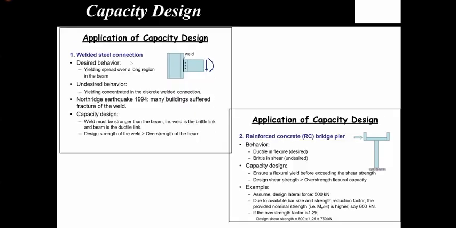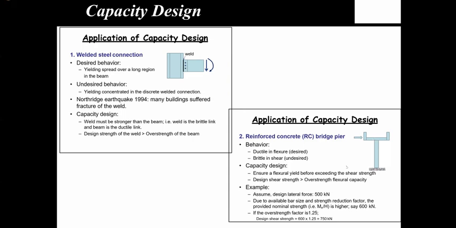So if I apply the capacity design, whatever I spoke so far, to real structures, let's say I have to design a welded steel connection, right? The desired behavior is I need to have yielding spread over a long region in the beam. Undesired behavior, I don't want yielding concentrated in a discrete weld region, because I know weld failure is a brittle failure. That's what we observed in the Northridge earthquake in 1994, where many buildings collapsed because of weld failure. So if we apply capacity design, the weld must be stronger than the beam. That means weld is a brittle link and beam is a ductile link. So the final equation comes to this: design strength of the weld has to be more than the overstrength of the beam, right?